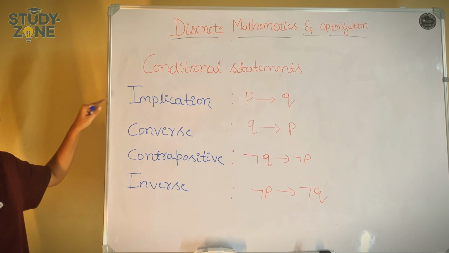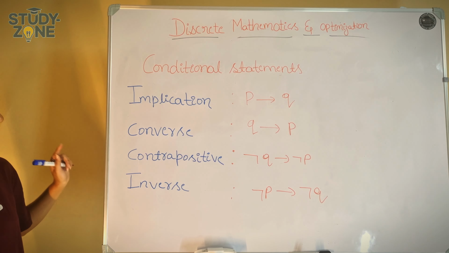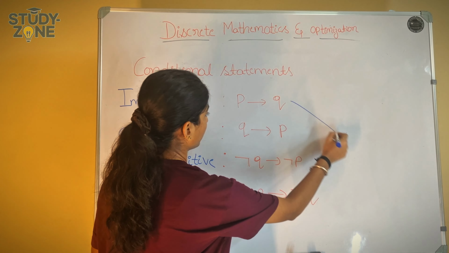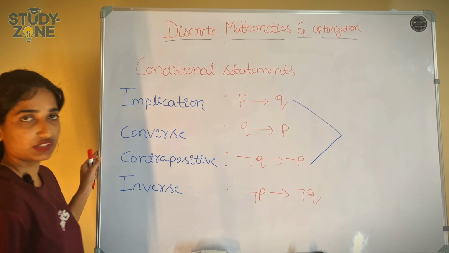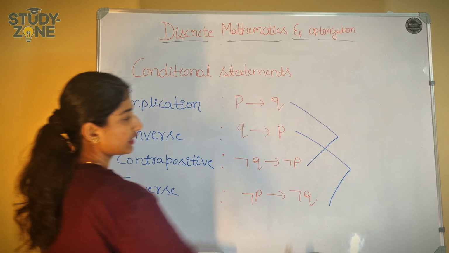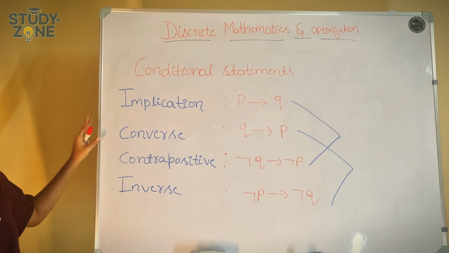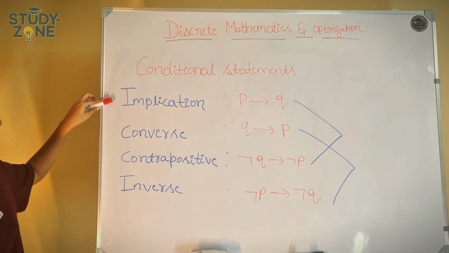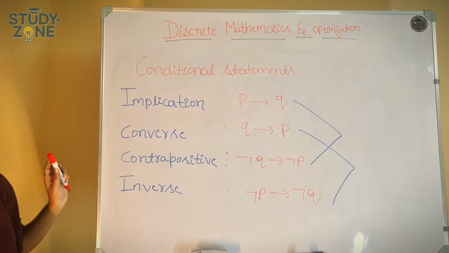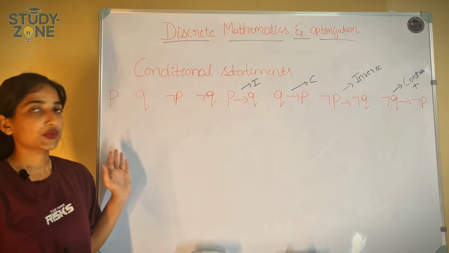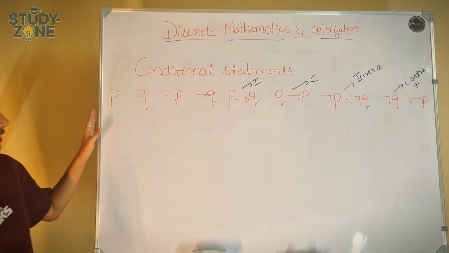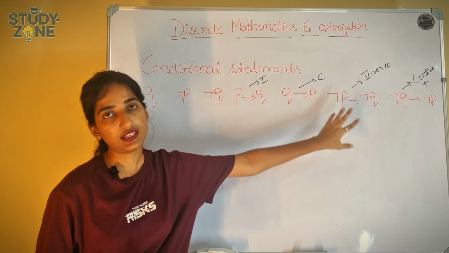So this is about implication, converse, contrapositive and inverse. So here implication and contrapositive are the same, and then converse and inverse are the same. So let us take the truth table so that you will get to know why implication and contrapositive are the same and why converse and inverse are the same. Okay. So now let us go through this truth table and then we get to know how these things are equal.